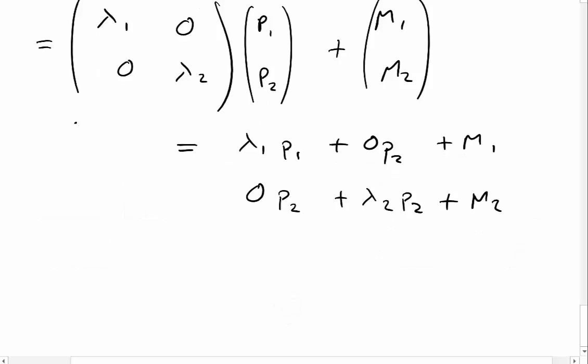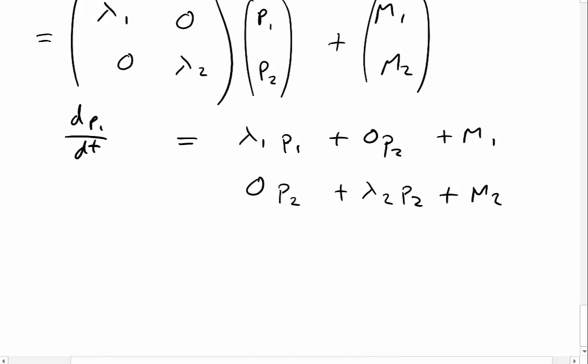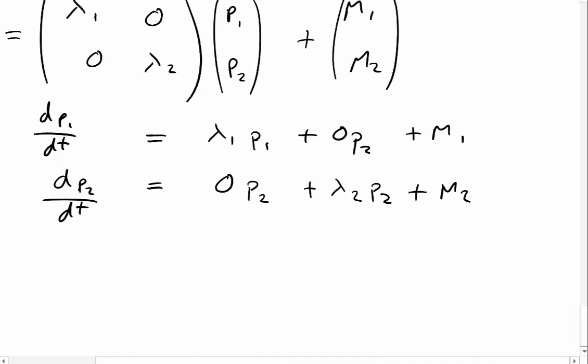Just remember what this is equal to. This was equal to dp1 by dt. I'm just multiplying out this dp by dt now. dp1 by dt, and this thing was equal to dp2 by dt. Okay, well that's exactly what I wanted. I've had to have p1s and p2s instead of x's.